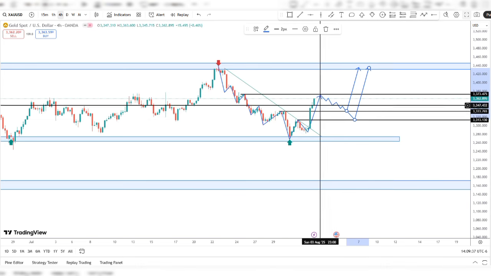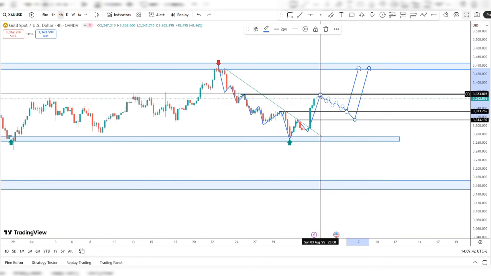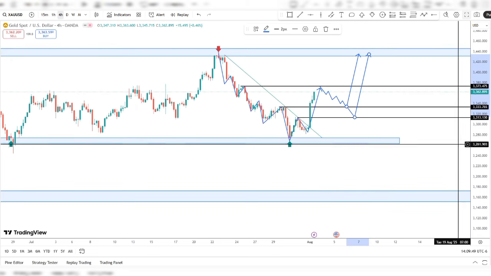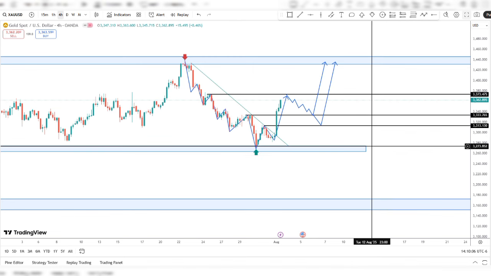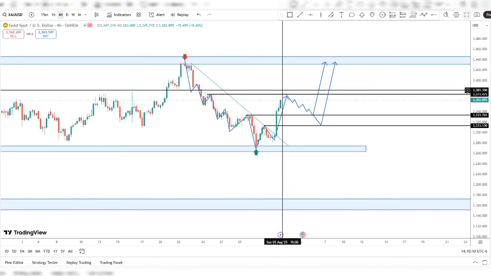Again, how do we know where price is going to reverse from? If price does bounce from this area, one of the best tools that you can use is the Fibonacci retracement tool, and that will tell you exactly where price is most likely going to reverse from. And in most cases it tends to reverse from the 61.8% level, which is the golden Fibonacci ratio, or sometimes the 50% Fibonacci level.